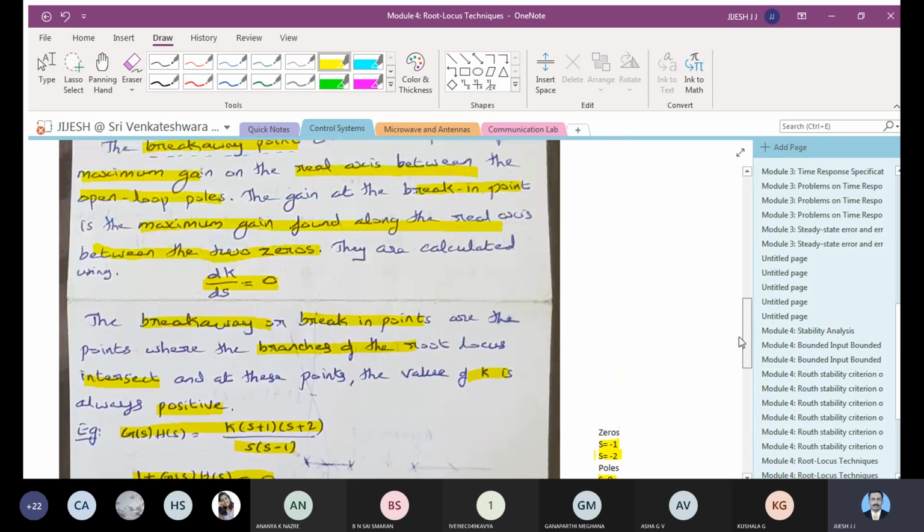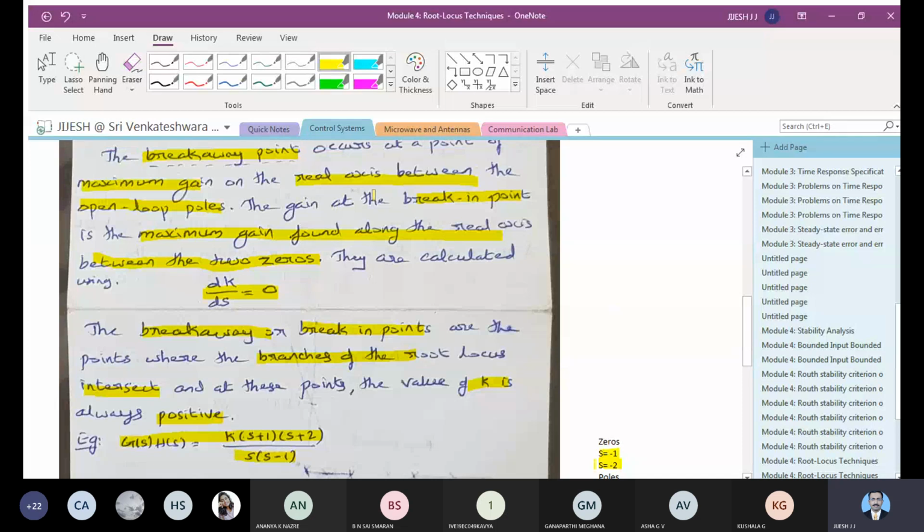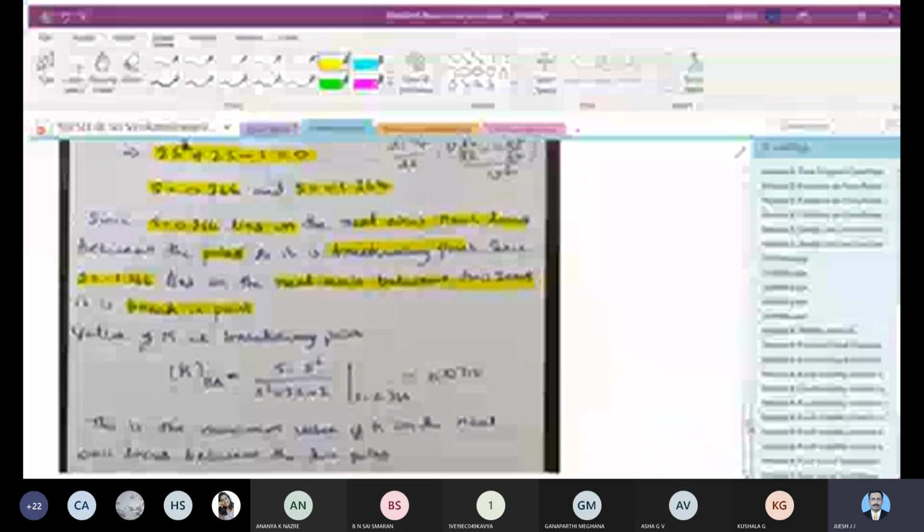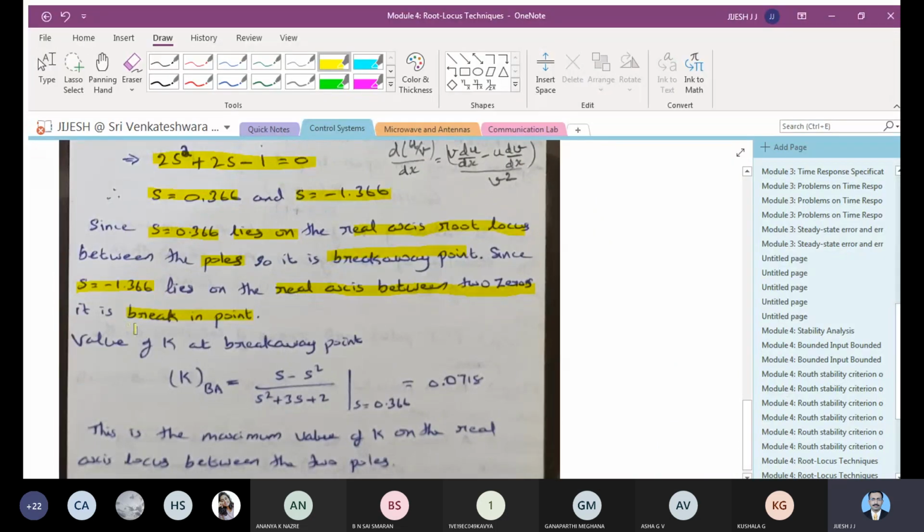Let me take you to the definition again. The gain at the break-in point is the maximum gain found along the real axis between the two zeros. So if it is between the two zeros, you call it a break-in point, and if it is between the poles, you call it a breakaway point. So you got those values. Now you understood that 0.366 is a breakaway point, and you can call minus 1.366 the break-in point.